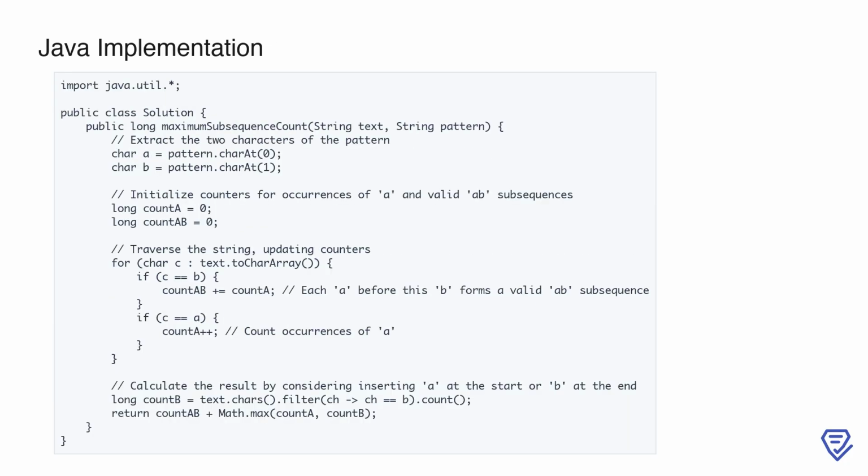This is the Java implementation for LeetCode problem number 2207, maximize number of subsequences in a string. The logic mirrors the Python solution, with explicit use of Java's type declarations and utility methods. The method iterates through the string to count occurrences of the first and second pattern characters, updating the subsequence count dynamically. It calculates the final result by considering inserting the first character at the start or the second character at the end of the string. The use of Java's chars stream for counting and Math.max ensures clarity and efficiency.